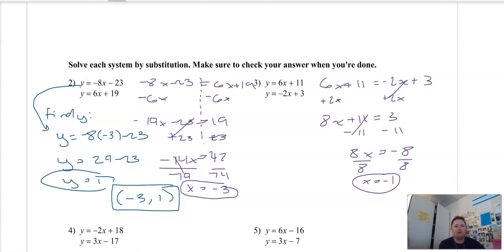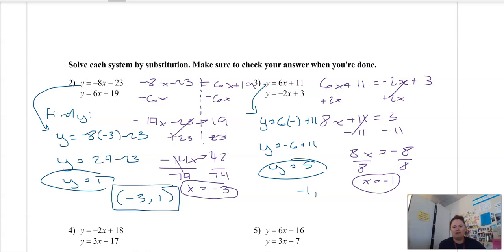That's a negative 1. All right, so I've got x. Now I have to find y. So I'm going to take my first equation. Y equals 6, but instead of x, I'm going to put negative 1. 6 times negative 1 plus 11, which is negative 6 plus 11. So y equals 5. And then I put it into a point, negative 1, 5. And then I just check. I basically got it from here. So negative 2 times negative 1 would be positive 2 plus 3 is 5. So it works.